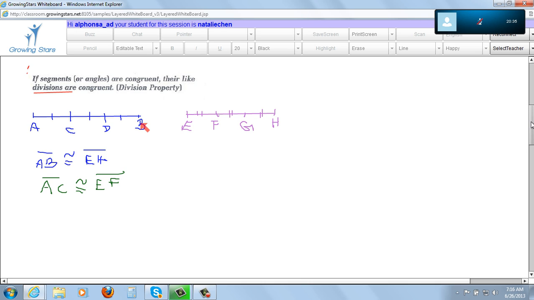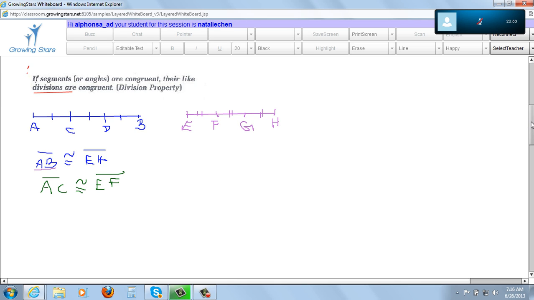So what is the relation between segment AC and segment AB? It can be proved that AC is 1/3 of segment AB, correct? Now what is the relation between segment EF and segment EH? EF is also a third of EH, also 1/3. So that means we are dividing by the same number.